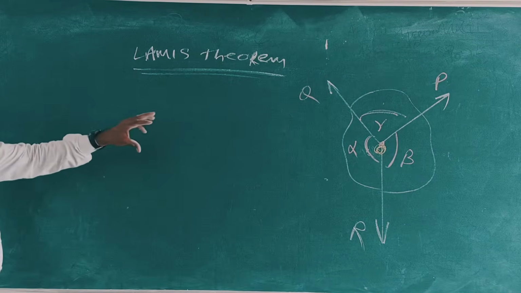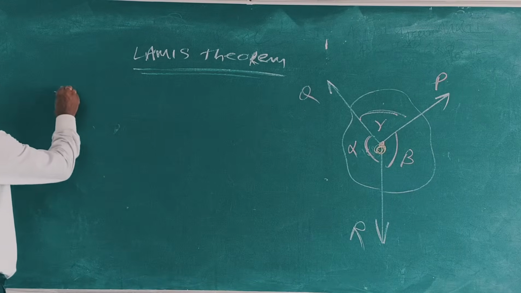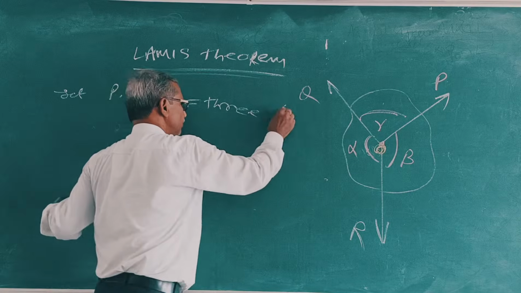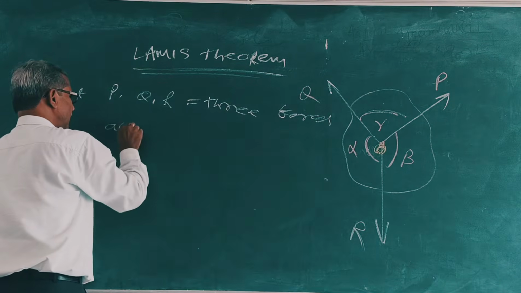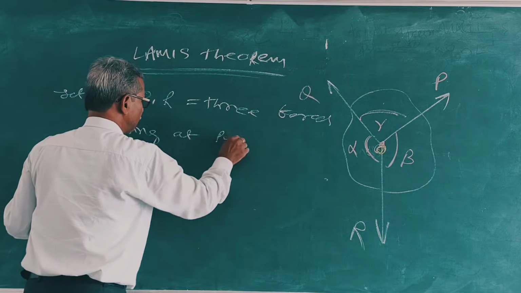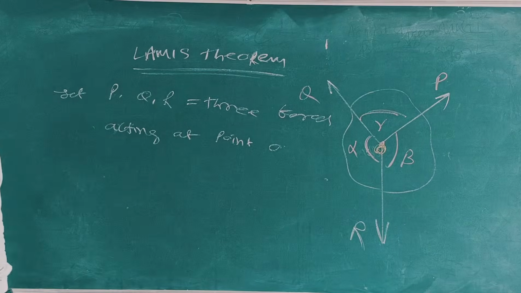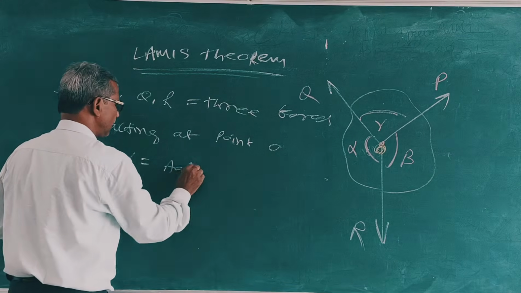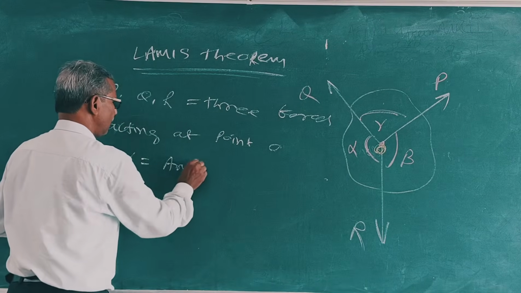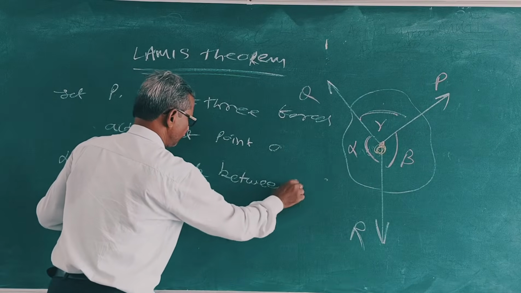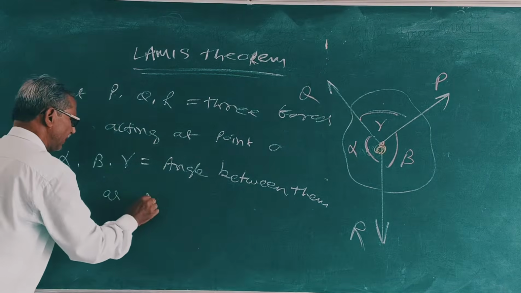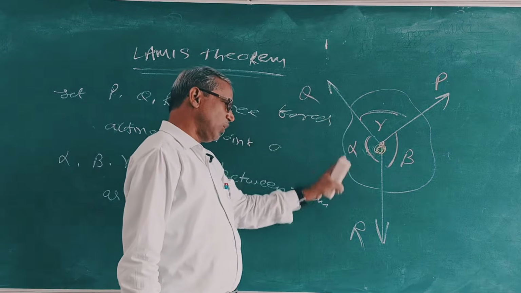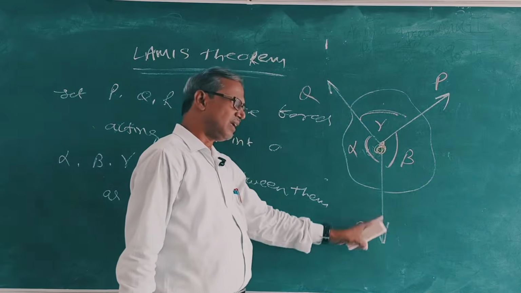This is the figure. Three forces P, Q, R are acting on the body at point O. Alpha, beta, gamma are the angles between them, as shown in the figure. Alpha is the angle between Q and R. Beta is the angle between P and R. Gamma is the angle between P and Q.